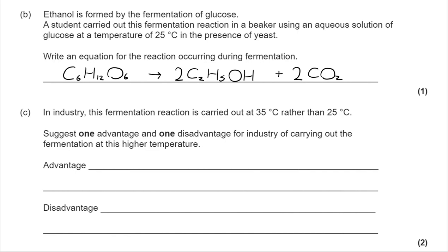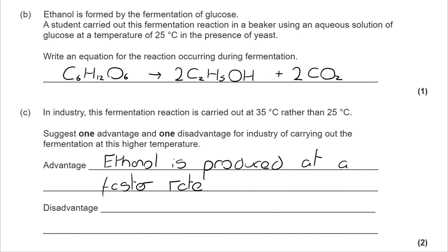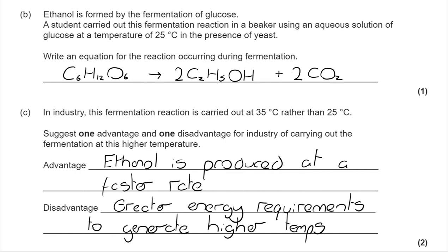In industry, the fermentation is carried out at 35 rather than 25. Why would that be? But also, what disadvantage might there be? Well, the advantage is that ethanol is produced at a faster rate. We're moving into kinetics territory there. Increase in temperature increases rate of reaction. It is important to note on this one that fermentation, if you went too much higher than that, the yeast might be denatured and that would actually stop the reaction happening. But in terms of disadvantages, at higher temperature, you do have greater energy requirements, and that leads to greater costs for that energy.